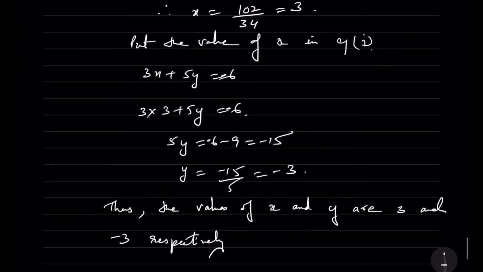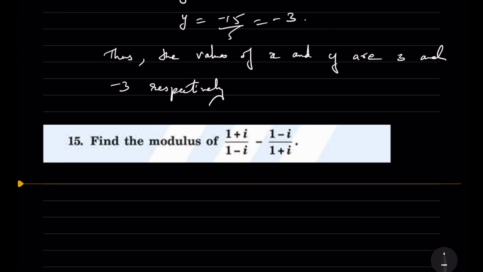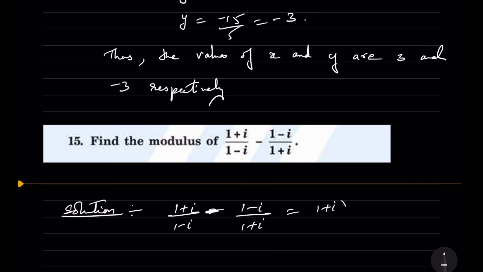So now we'll go into the modulus of 1 plus I by 1 minus I minus 1 minus I by 1 plus I. So in the solution part, what do we have here? We have 1 plus I by 1 minus I minus 1 minus I by 1 plus I, which is equal to 1 plus I whole square minus 1 minus I whole square divided by 1 minus I into 1 plus I.